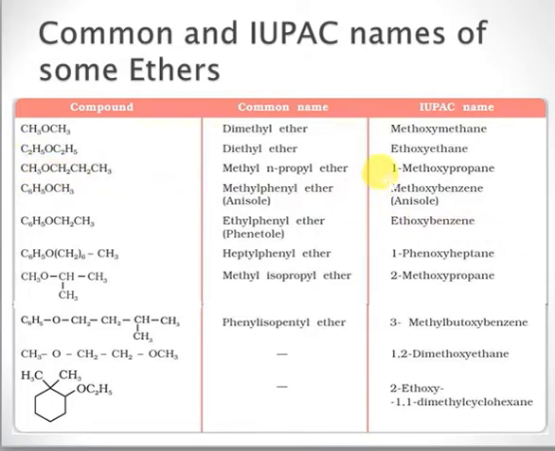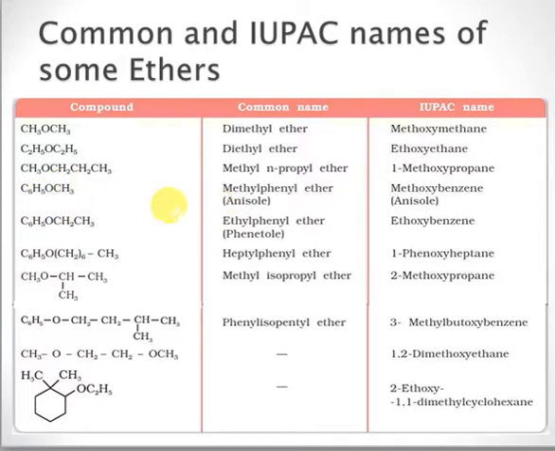So this is methoxypropane. Then here we have a benzene ring, and here we have a methyl group. Since benzene is a larger group, that will become the alkane fragment, and that will be written last, while the methyl group will become methoxy. So we will write that as methoxybenzene. The common name will be written as methyl, since M comes first, then phenyl, and then ether. It's also known as anisole.